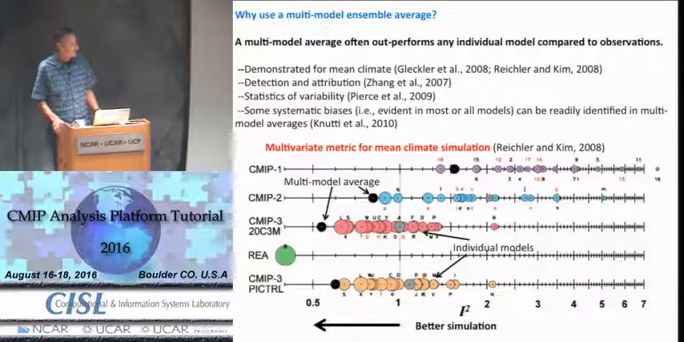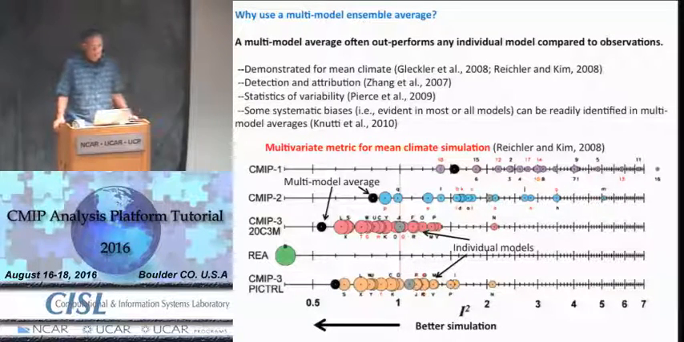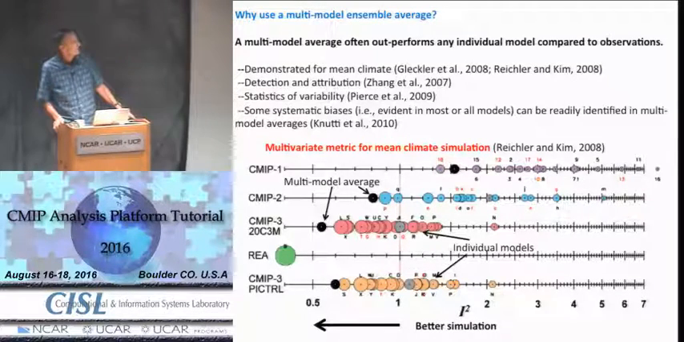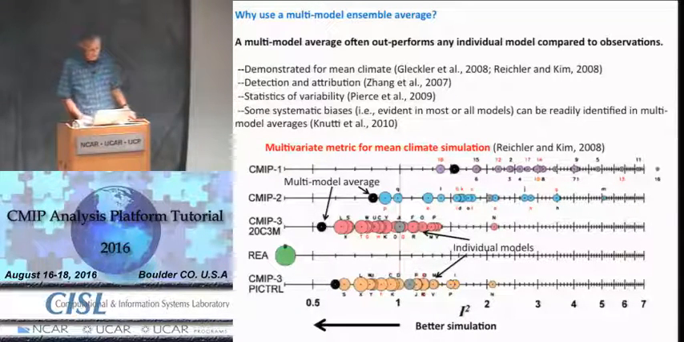So one of the interesting things about a multimodel ensemble average is that it generally outperforms any individual model. And this seems kind of mysterious, but it's been seen in numerical weather prediction, in ENSO prediction, in simulations of 20th century climate, in detection and attribution, some variability statistics, and systematic biases. And this is a figure that you've seen, or I've seen, a lot.